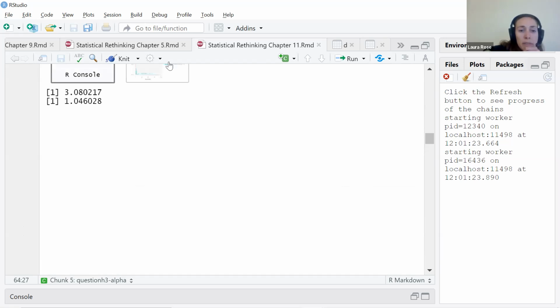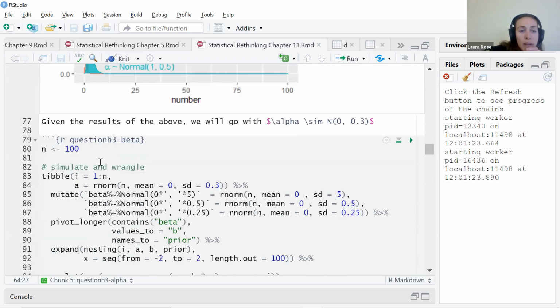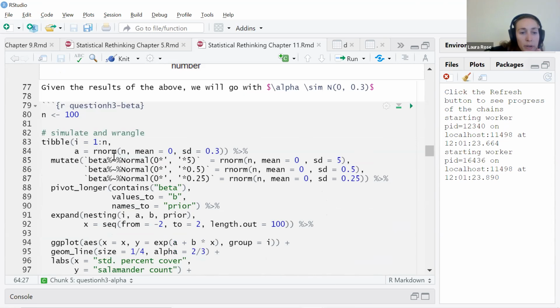So given the results of the above, let's go back to that. We'll go with 0, 0.3. Probably doesn't matter anyways. We have enough data, and the prior isn't horrible. So this is some code that I borrowed from the BRMS guide, changing it up. I'm assuming we're going with the 0, 0.3. I could have assumed a positive relationship between percent cover and count of salamanders. Decided not to do that. So I did the mean of 0 and the various standard deviations.